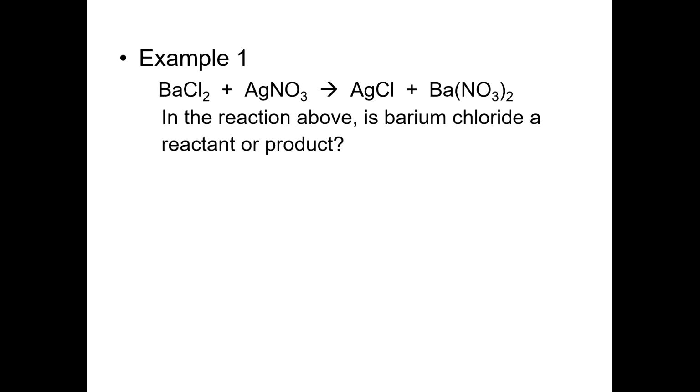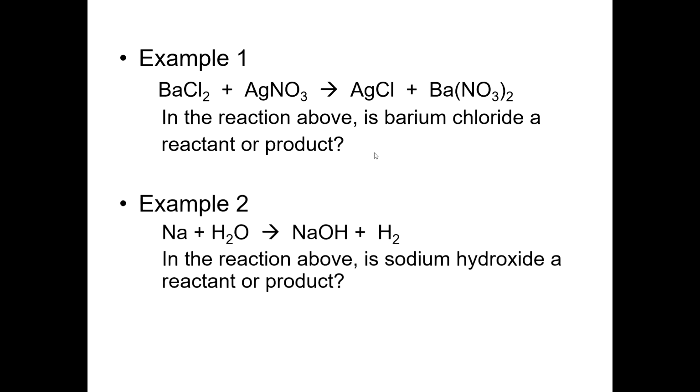So just to make sure that makes sense to you, in this equation it says, is barium chloride a reactant or a product? So at this point you should know how to name compounds, and the only two compounds in this equation that contain barium are this one and this one. And this is barium nitrate. This is barium chloride. Since barium chloride is on the left-hand side of this arrow, the left-hand side of this yield sign, it is a reactant.